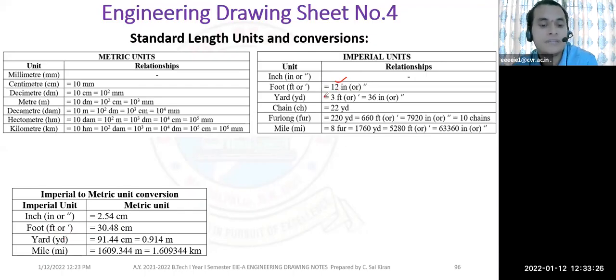1 yard equals 3 feet. So 3 into 30.48, if I multiply, then I'll get 91.44 centimeters. Or in terms of meters, if I want to convert 1 yard into meters, it is 0.914 meters.